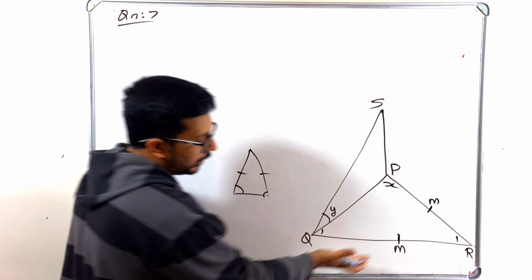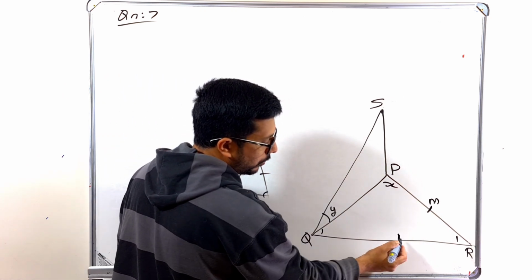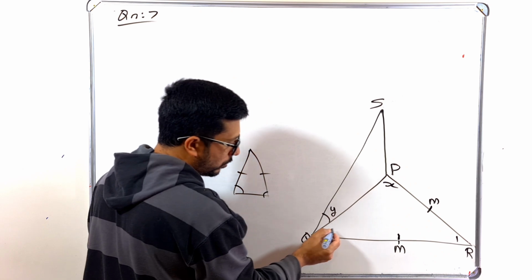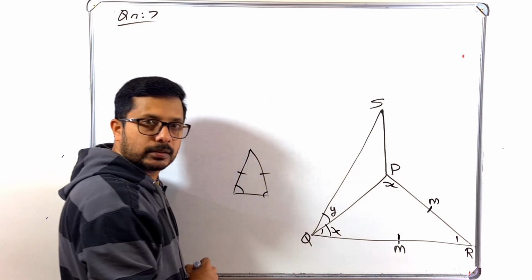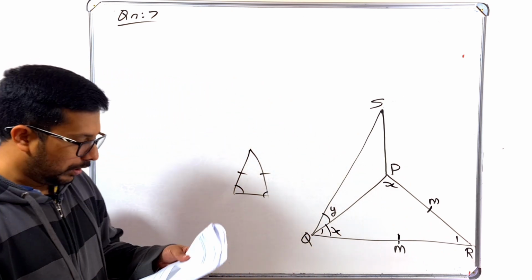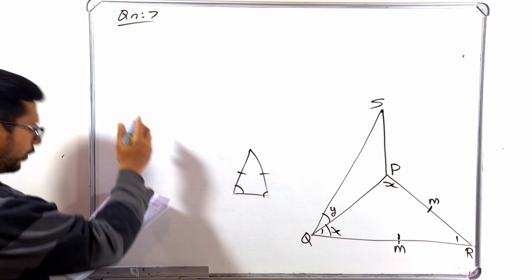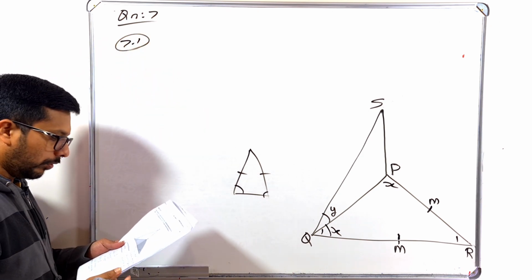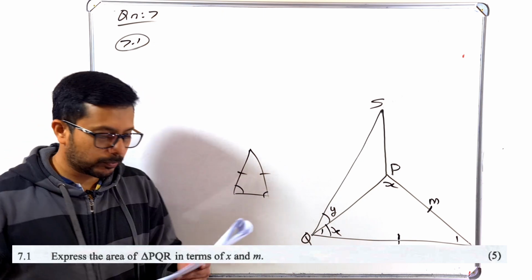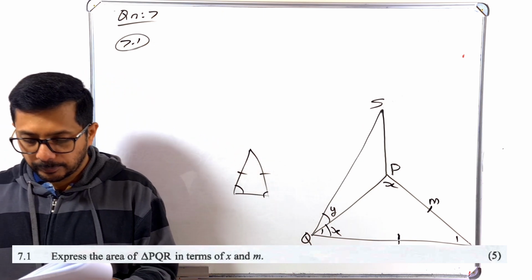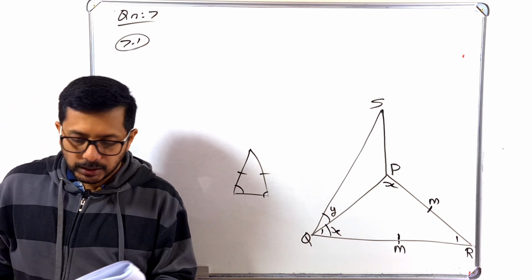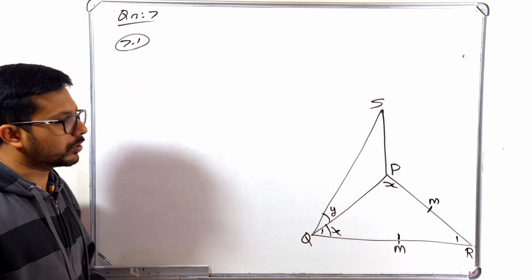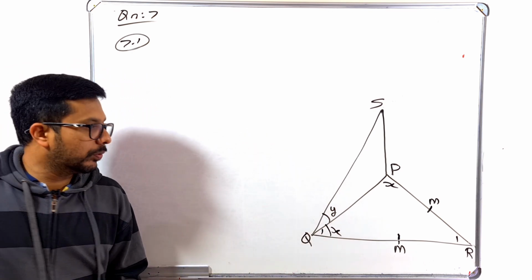Similarly here these two sides are equal. So what is the opposite angle of this side? X. So this angle is also going to be X. Do you understand? Okay, now what is the first question? Question number 7.1. Express the area of triangle PQR in terms of X, N and M. So you have to find the area of triangle PQR. That is the first question.